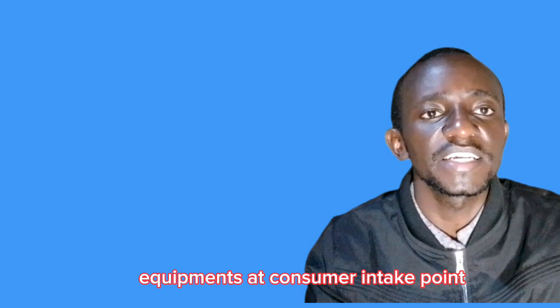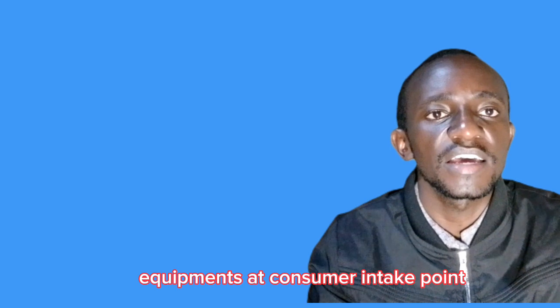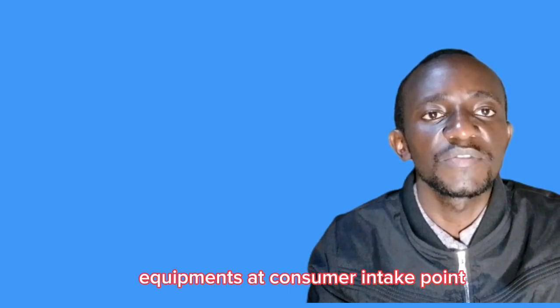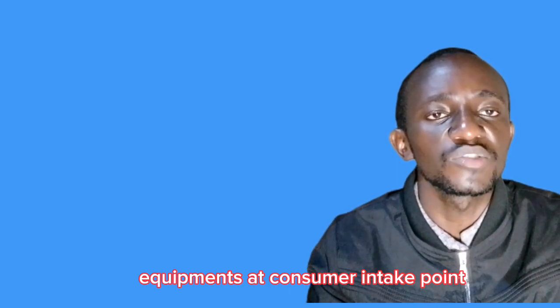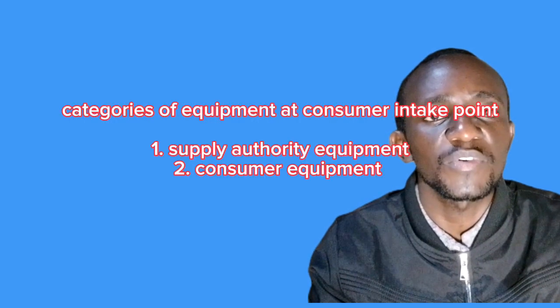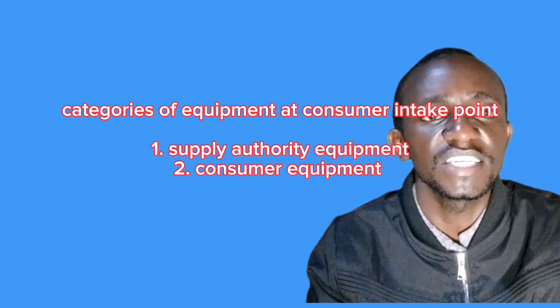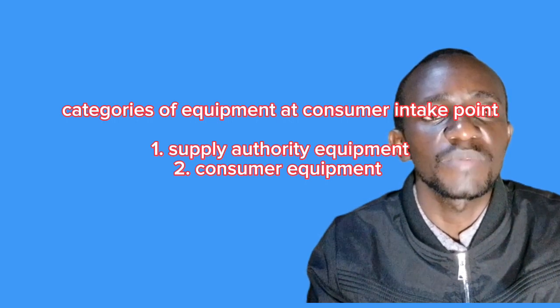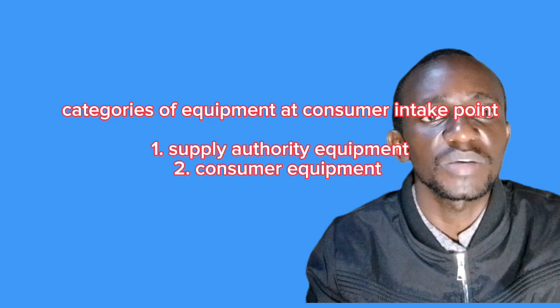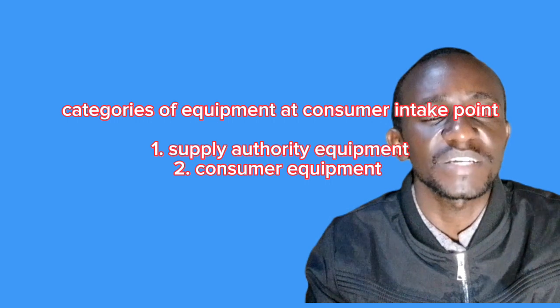So what is a consumer intake point? Consumer intake point is those equipments that we find in the consumer intake, and these consumer intake equipments are categorized into two. They are equipments that are provided by the supply authority, like for a case in my country, KPLC, and the other equipments that are bought by the consumer. When we talk about the consumer, we are talking about the person consuming the electricity, or the person who is buying electricity from the supply authority.